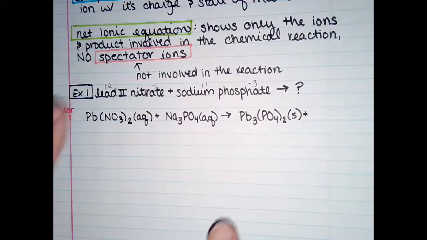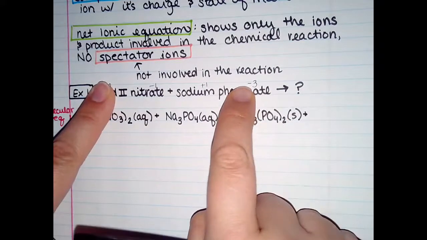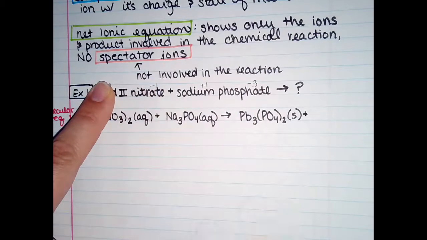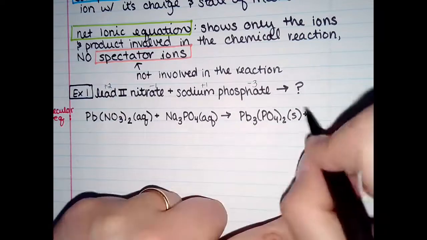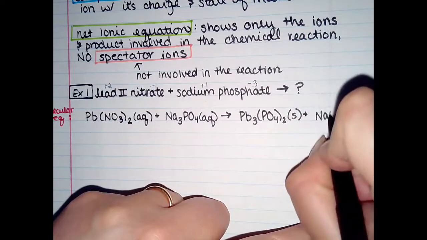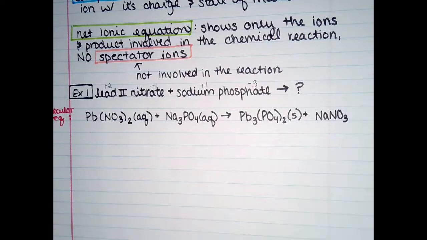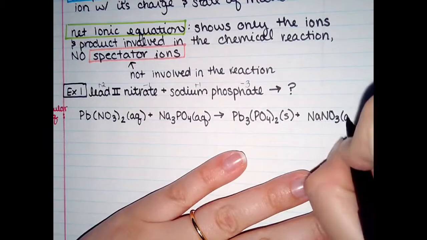Now, we took care of lead phosphate. What's left over? Sodium nitrate. This has a charge of +1. This is -1, so you only need 1 sodium for every nitrate. Sodium nitrate, both of those are soluble, so that'd be aq.